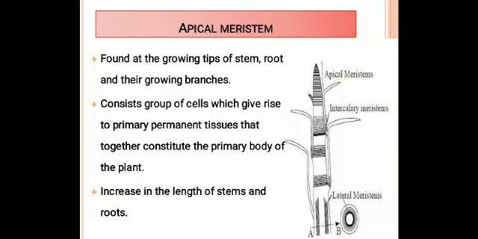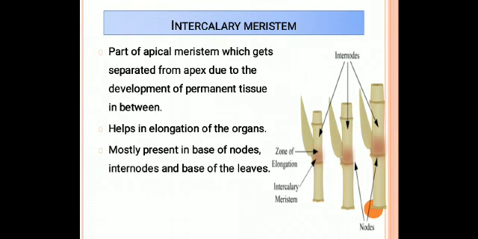Now here you can see the picture of apical meristem. The next one is the intercalary meristem. What is the intercalary meristem? Intercalary meristem is a part of the apical meristem. It is the one part of the apical meristem which gets separated from the apex due to the development of permanent tissue in between.